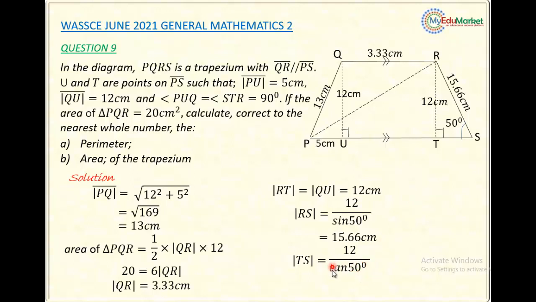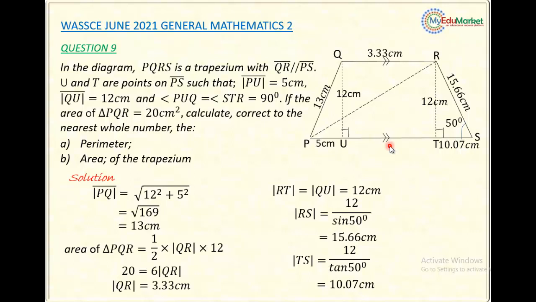So we now find the value of tan 50 and divide 12 by it. That will give the length TS as 10.07 centimeters. So this side is 10.07 centimeters. What remains is the whole of S to P, or PS. This is 10.07. This is given in the question as 5, but U to T will now be the same thing as Q to R. So this is now 3.33 centimeters.